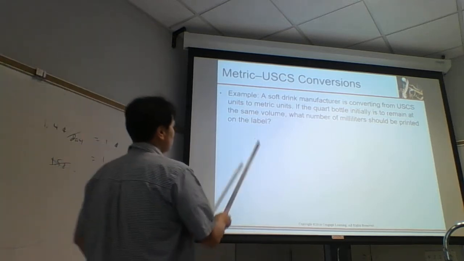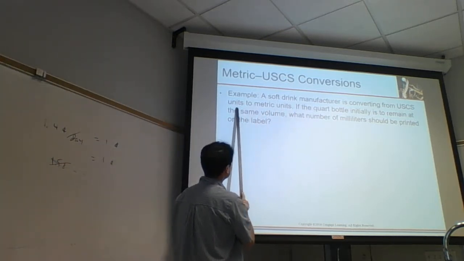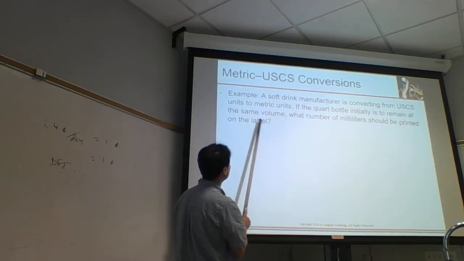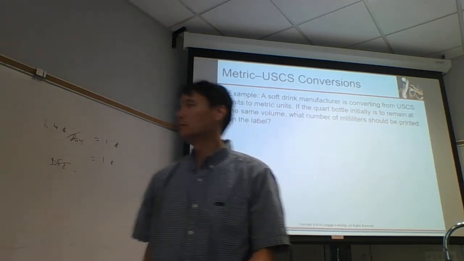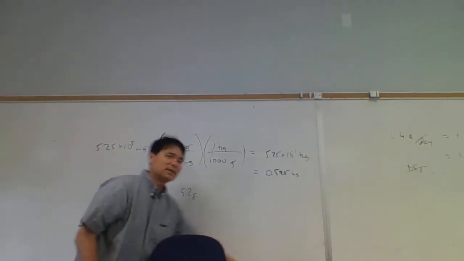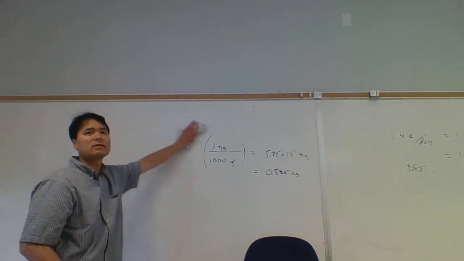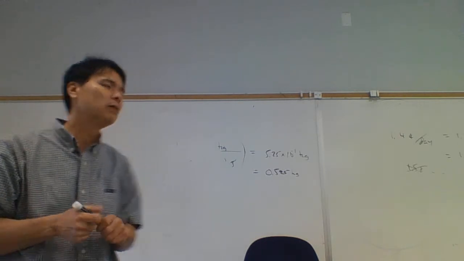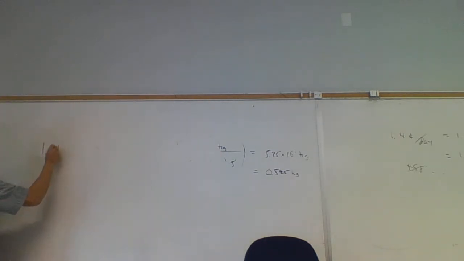But a soft drink manufacturer is converting from USCS units to metric units. If the quart bottle initially is to remain at the same volume, what number of milliliters should be printed on the label? And so we want to know how many milliliters are there in a quart. Should we say approximately 1 quart? If we say approximately 1 quart, then that's anywhere between half a quart and 1.4 quarts. Does it make sense to say approximately 1 quart? No. And so in this case, we're going to say in exactly 1 quart, because otherwise it just gets too blurry. If we leave it exactly 1 quart, then approximately how many milliliters are there in exactly 1 quart? That makes more sense.